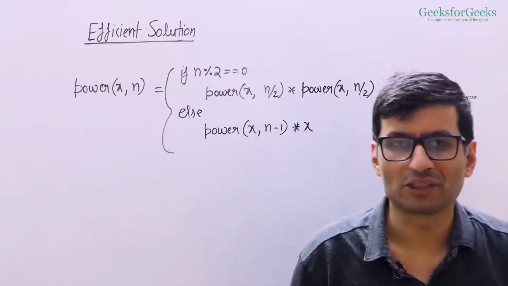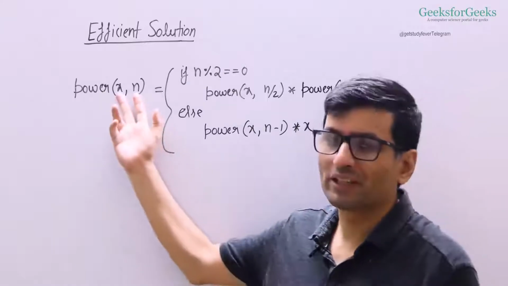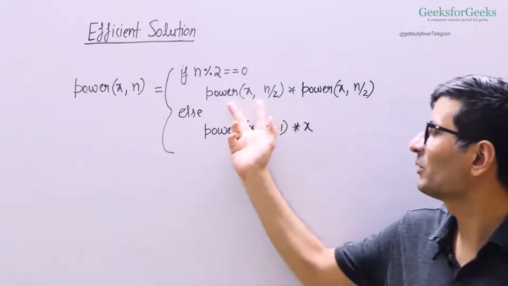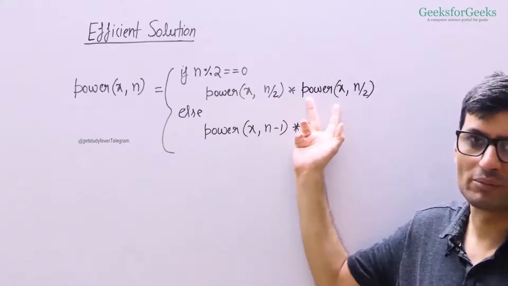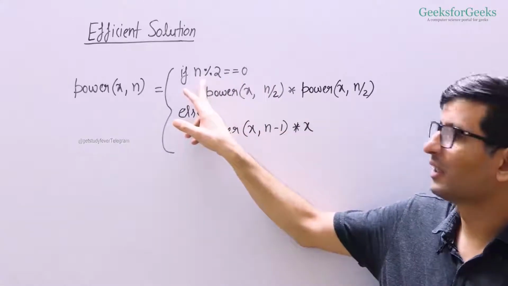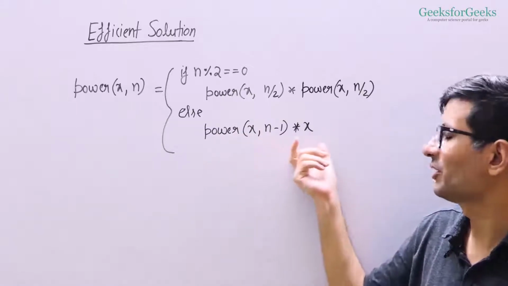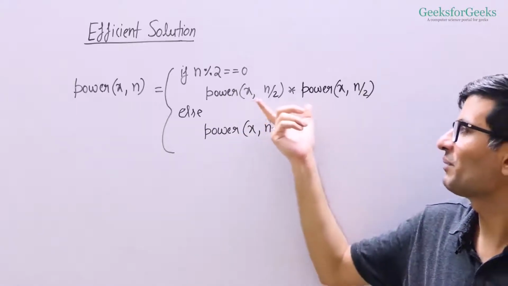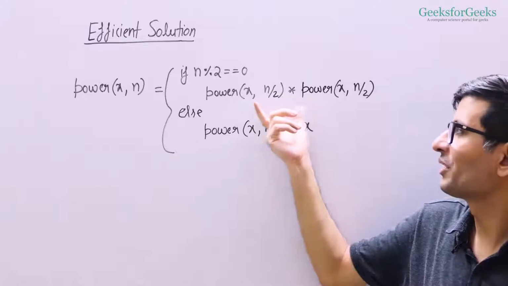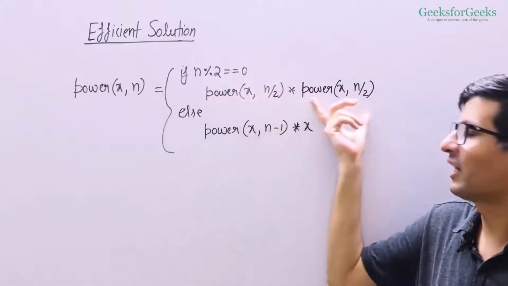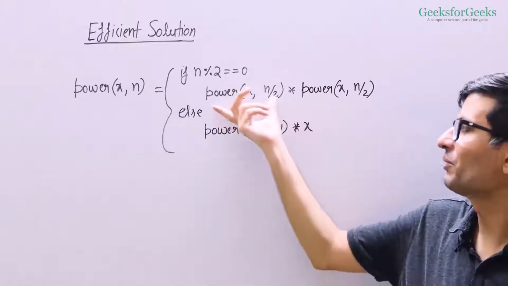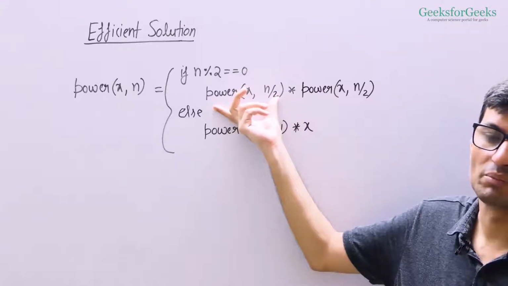The idea is based on this fact that x raised to the power n can be written as x raised to the power n by 2 into x raised to the power n by 2 if n is even. And if n is odd, then we can write it as x raised to the power n minus 1 into x. So if you write the power in this form, you can notice that these two terms are identical. And if I compute one of those terms, I can compute the power.